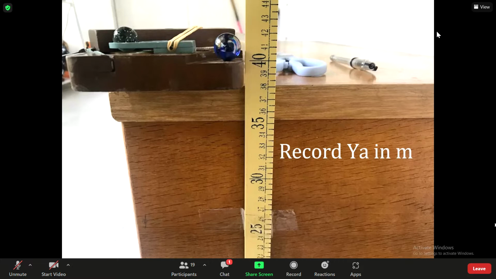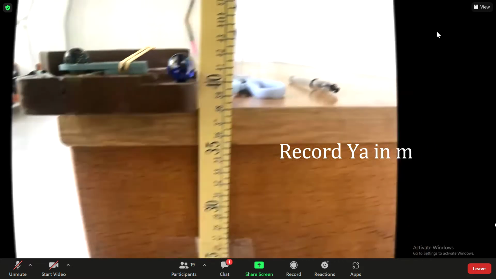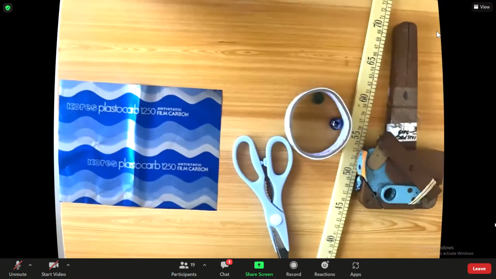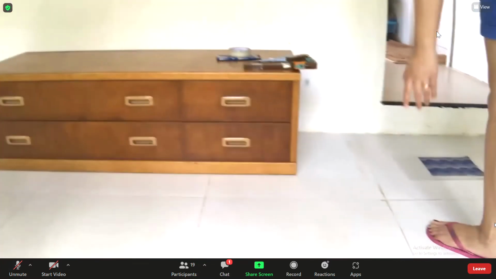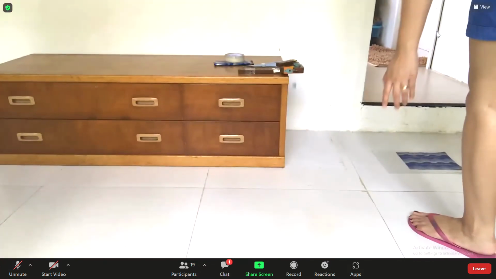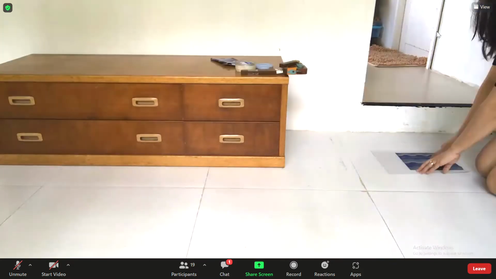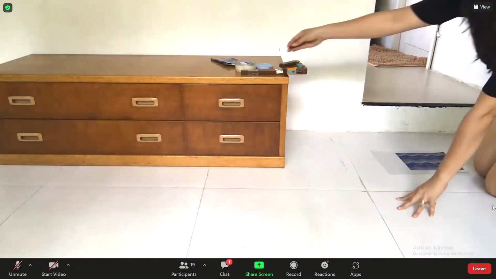The first part of this experiment is to record the height of our launcher in meters with respect to the ground. Here are the materials that we are going to need. Aside from the projectile launcher, we need a meter stick, some scotch tape, two marbles, your scissors, and a carbon paper. The first thing is to note the approximate places where the marbles strike the floor.